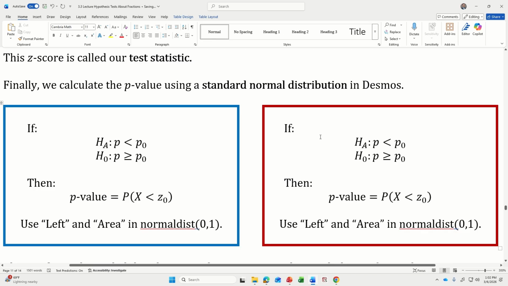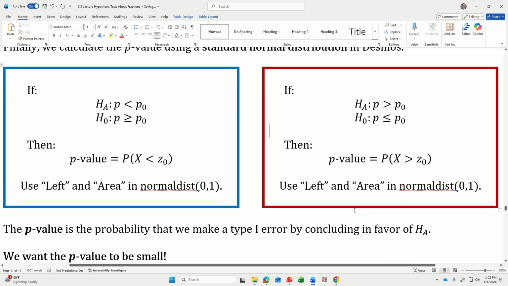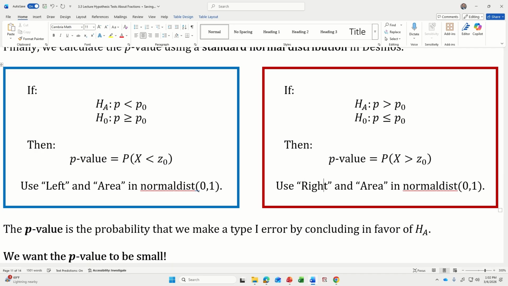So if your alternative hypothesis is like in the example we just had, where we are hoping to find evidence to show that the population fraction is greater than some threshold value, then what we do is we set the p-value equal to the probability that x is greater than our test statistic, and we find that using Desmos by using right and area.